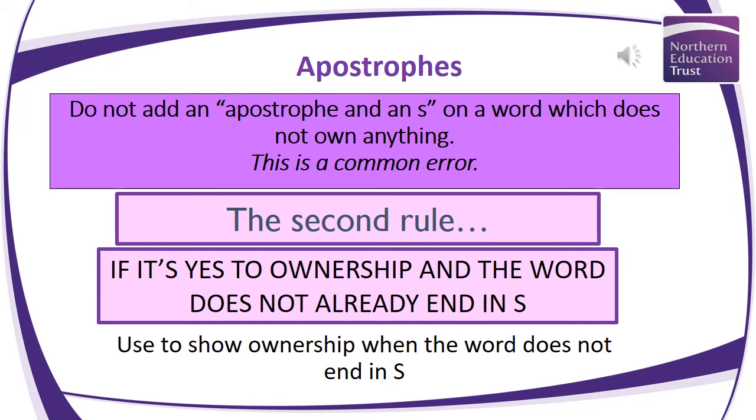So just a reminder, you don't need an apostrophe and an S on a word that doesn't own anything, and this is a common error. The second rule is if it does have some ownership and the word does not already end in an S, you need to show the ownership when the word does not end in an S.